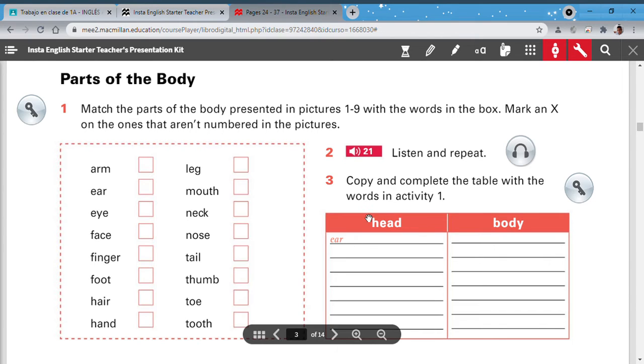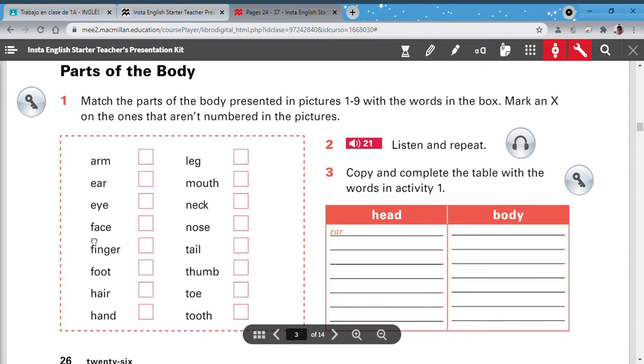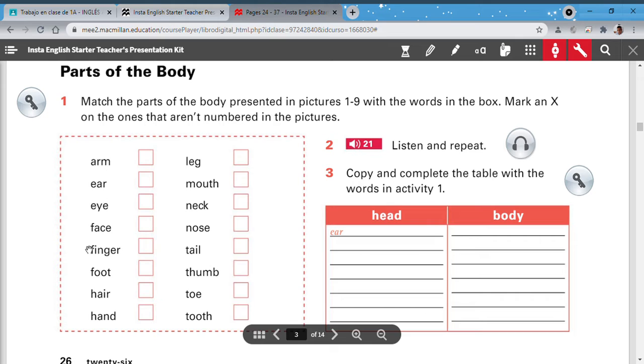Ear is in your head? Yes. Arm in your head? No. So arm is in body. Eye is in your head? Yes, of course. And what about face? Yes. What about finger? Finger in your head? No. Finger is in your body. Foot is in your head? No. It's in your body.